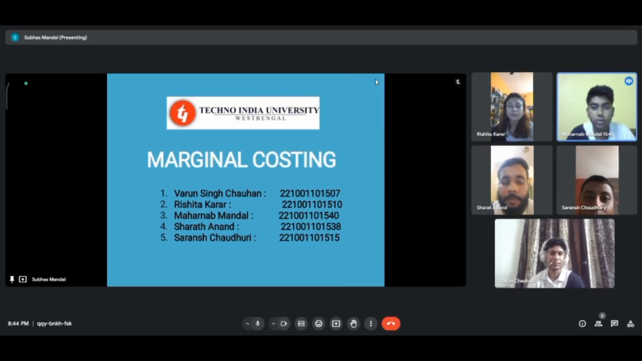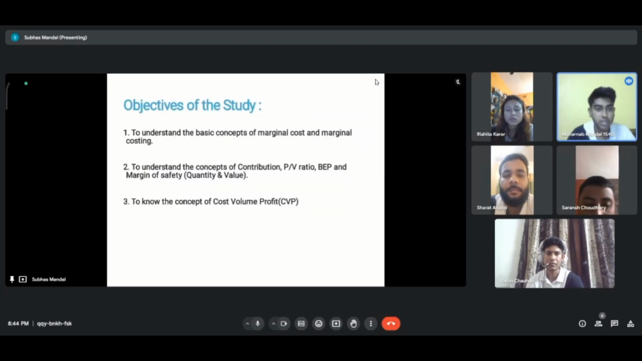Today we are going to discuss the topic marginal costing. The objective of the study is to understand the basic concept of marginal cost and marginal costing. Second, to understand the concept of contribution, PV ratio, BEP, break-even point, and margin of safety. Third, to know the concept of cost volume profit, CVP analysis.